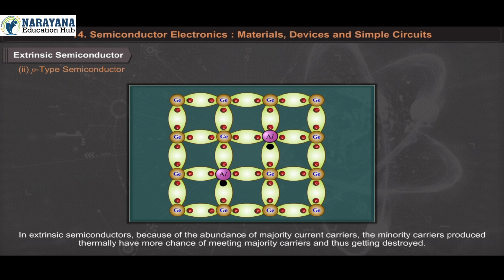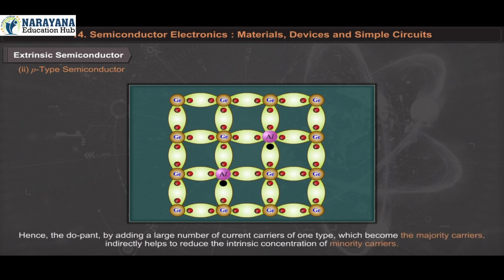In extrinsic semiconductors, because of the abundance of majority current carriers, the minority carriers produced thermally have more chance of meeting majority carriers and thus getting destroyed. Hence, the dopant, by adding a large number of current carriers of one type which become the majority carriers, indirectly helps to reduce the intrinsic concentration of minority carriers.